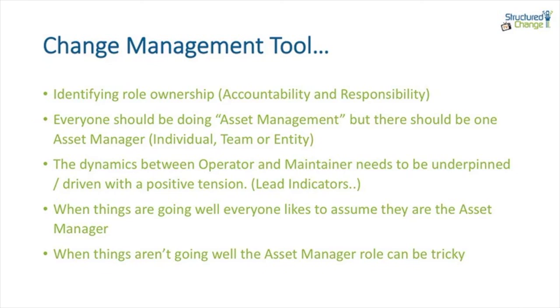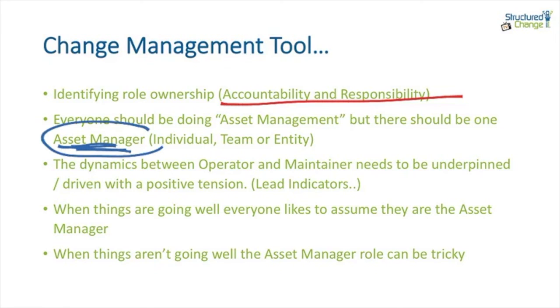So from a change management perspective, by doing the assessment against these four roles, we understand the true accountability and responsibility. We also realise too that everyone is doing asset management, but there should only be one asset manager. That's a key thing because, as I said before, when things aren't going well, the maintainer will often be blamed, whereas when things are going very well, the operator will take the credit. Nothing wrong with that if it's true, but you get my point. It can drive bad behaviours.